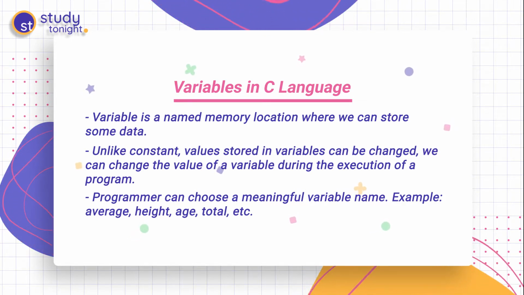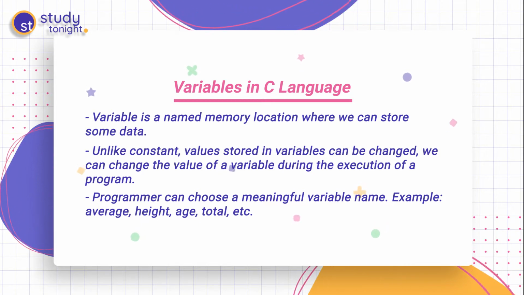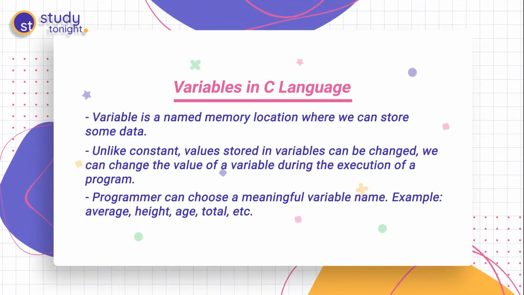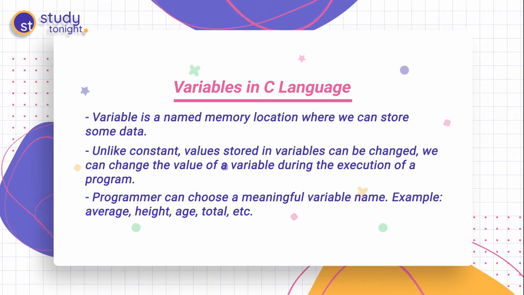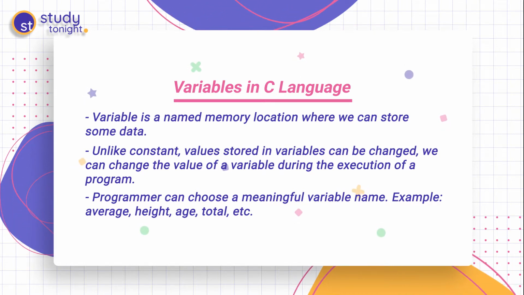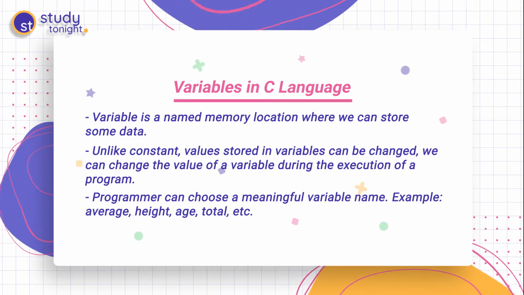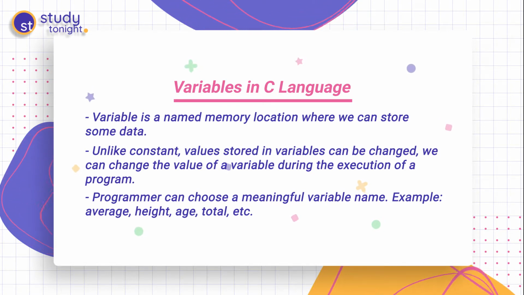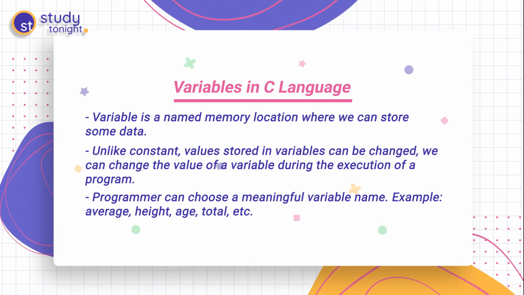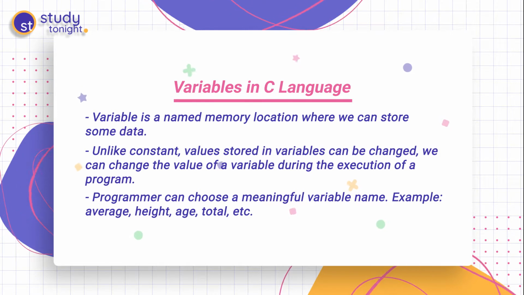Similarly, in C language, when we want to use some data value in our program, we can store it in a memory space and name that memory space so that it becomes easier to access it and we can also remember it. Now, the naming of that address is known as the variable.